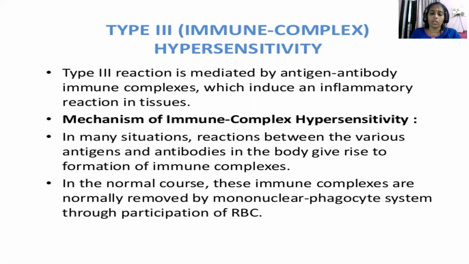In many situations, reaction between various antigens and antibodies in the body gives rise to formation of immune complexes. So we have several instances where antigen antibody complexes can be formed in our tissues or in our body. Normally, these immune complexes are removed by the mononuclear phagocytic system through participation of RBCs.